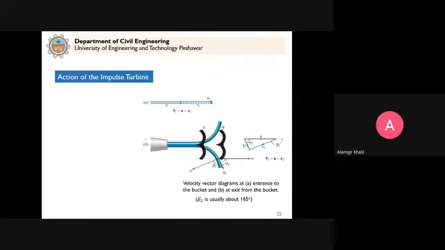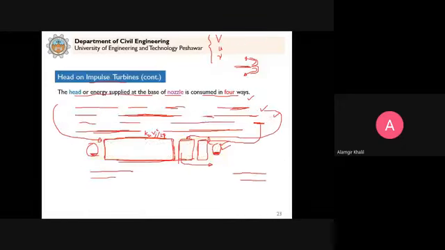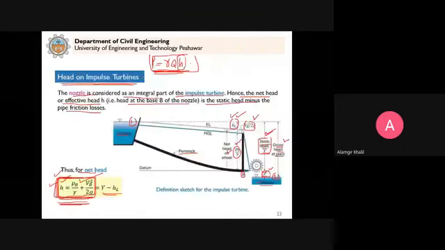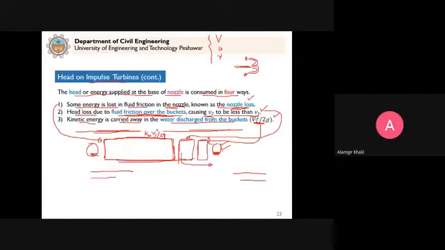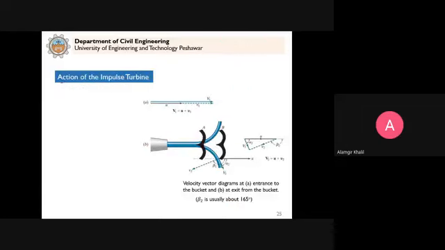Now that we are able to calculate, we talk here about the power transferred. It means how much force is acting as the water strikes the buckets, and then how much power is transferred. This is what we studied in momentum and forces in fluid flow. So now we are interested in calculating the action of the impulse turbine.